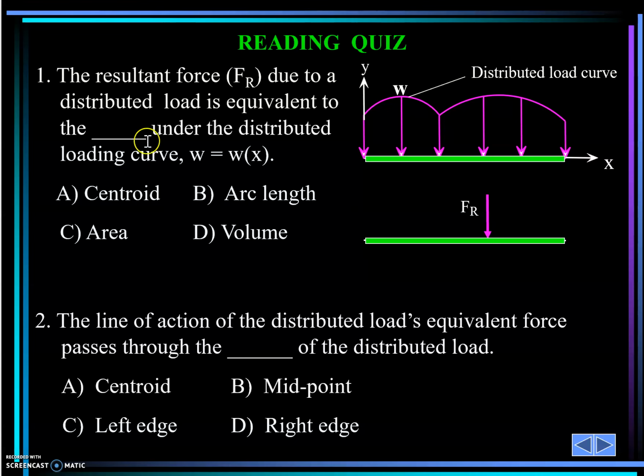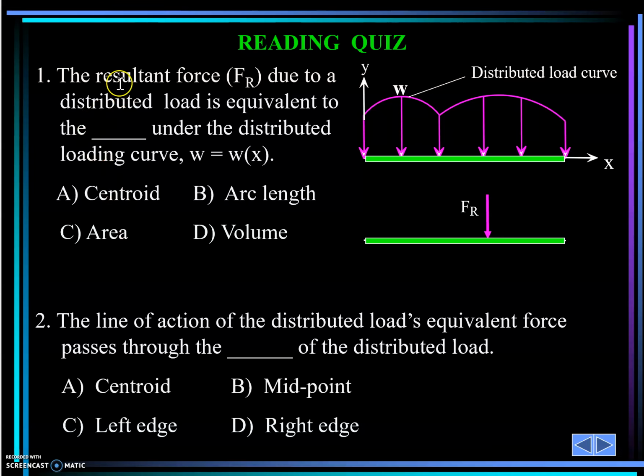Conceptually, if I ask you what is the resultant force due to the distributed load, it is equivalent to what? The centroid or the arc length or the area under the distributed load? How can we find the resultant force for that kind of distribution of the load? It's equivalent to the area. So if you find the area of that shape, that will give you the resultant force. So the answer is C, the area right there.